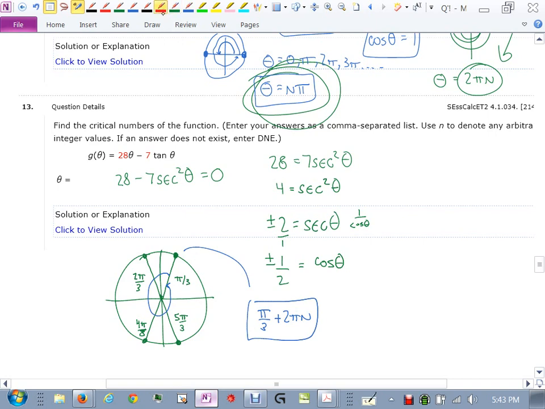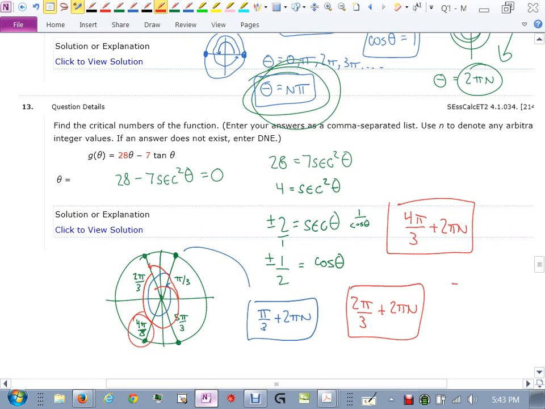And then to get to 2 pi over 3, I go here, and then I add a full rotation. So I can say 2 pi over 3 plus 2 pi n. And then so on and so forth. I go to the next one, it's 4 pi over 3, so 4 pi over 3 plus 2 pi n, full rotations. And then the last one, 5 pi over 3 plus 2 pi n. So I have infinitely many solutions for my critical numbers.